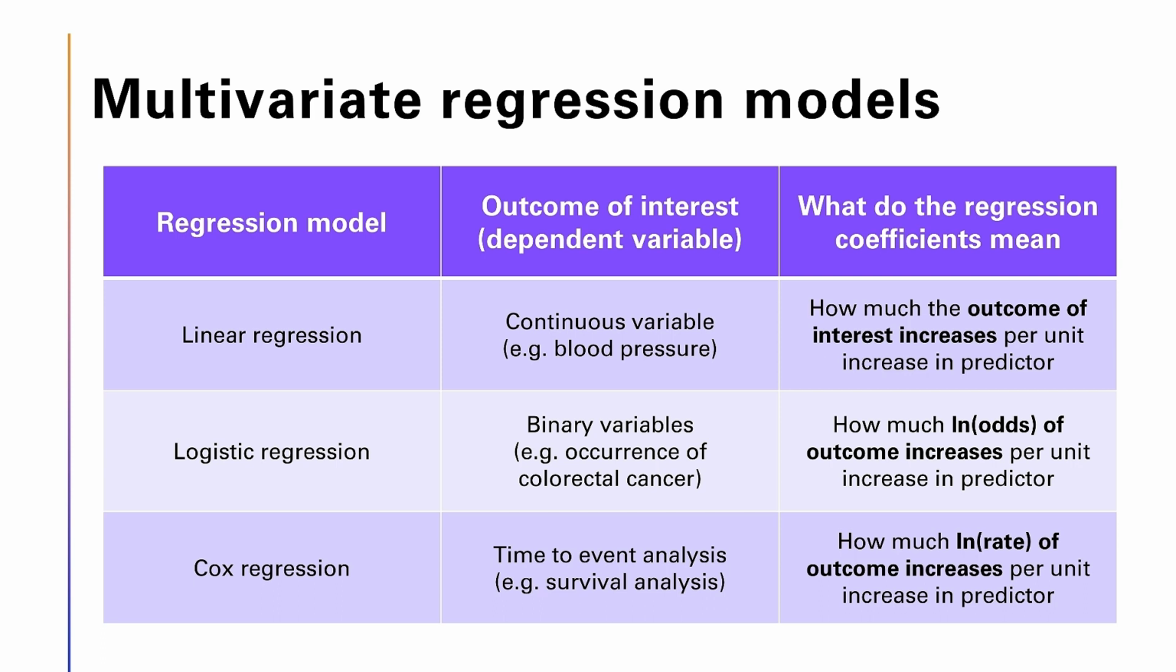Finally, we have Cox regression analysis, which is the standard for time-to-event analysis. A very common use of the Cox regression model is for survival analysis. For example, we could be analyzing the risk factors associated with cancer-related death, in which case we can conduct a multivariate Cox regression analysis. Somewhat similar to logistic regression, the meaning of the beta coefficient in Cox regression is how much the natural log of the event rate of the outcome of interest increases per unit increase in the predictor.